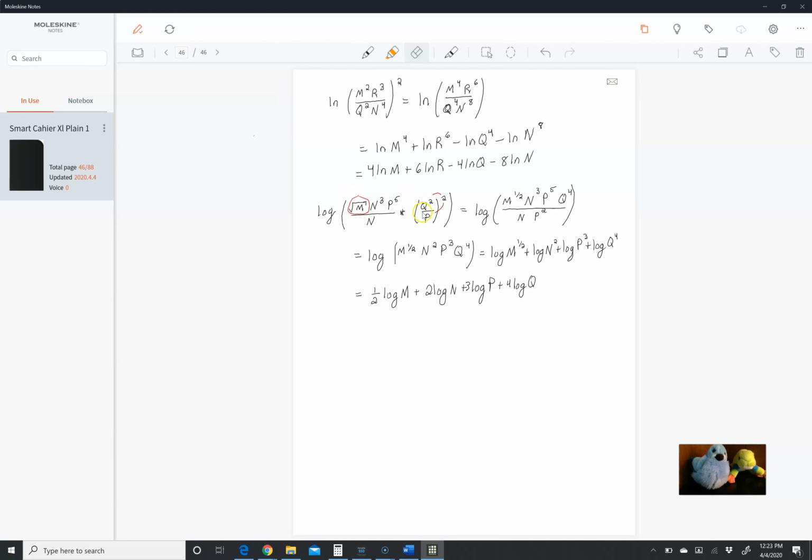If we had made this a p cubed and this became a p to the 6th, then we would have had a p to the -1, and that would have made it a minus sign, okay? So you're simplifying your exponential expression first, and then you're separating your logs.